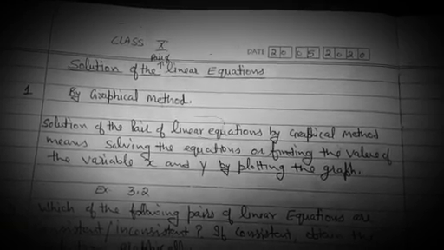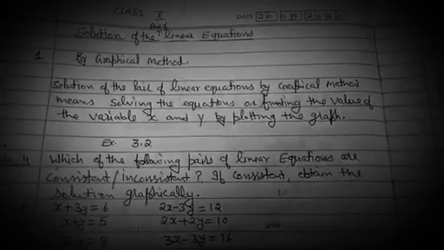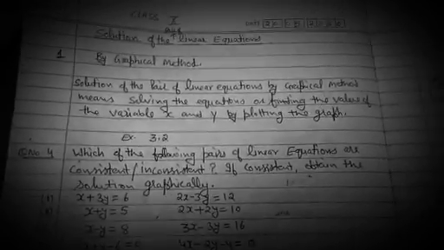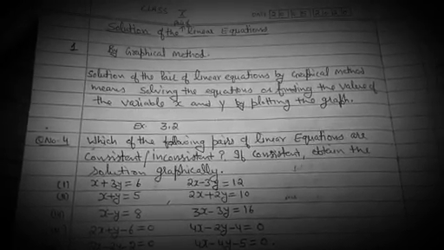Now, solution of a pair of linear equations by the graphical method. We know solution means finding the values of the variables. So for finding the values of the variables, the first method is the graphical method. In this method we have to find the values of x and y by plotting the graph. By plotting the graph, we check where the lines intersect, and that point is known as the solution of the given question. So let's see the questions in Exercise 3.1. Some extra questions I have also added here. You have to solve these questions today by plotting the graph.